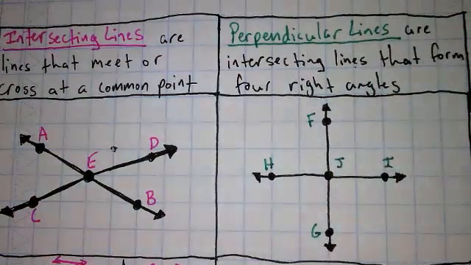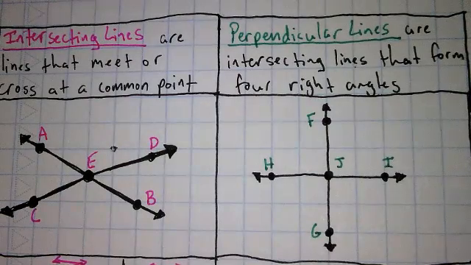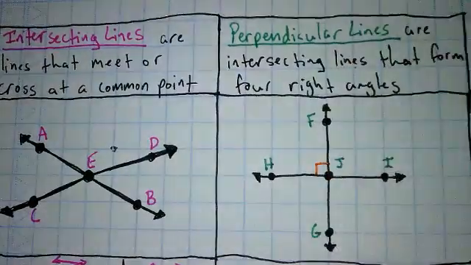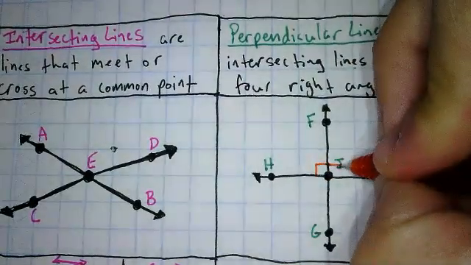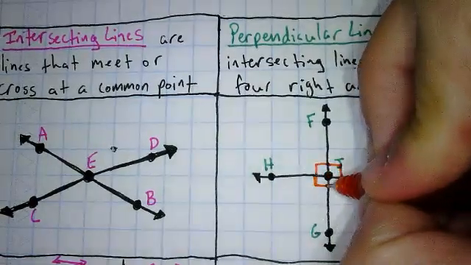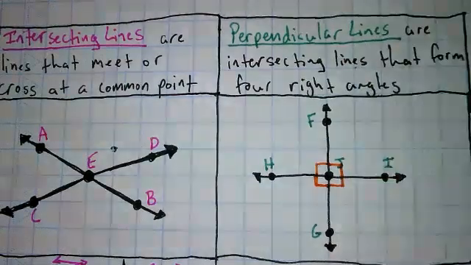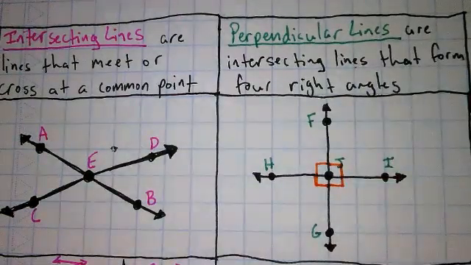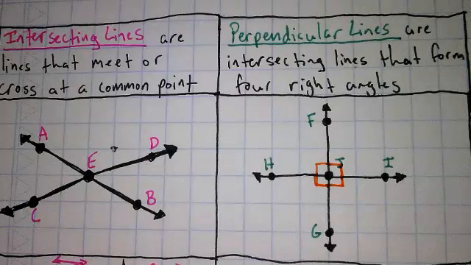Okay. Now, if I look at these points, I have a right angle here, yes. A right angle here. I'll fix it in just a second. A right angle here. And a right angle here. You can see I have four right angles with perpendicular lines. I'll make it less blurry for you, one sec.